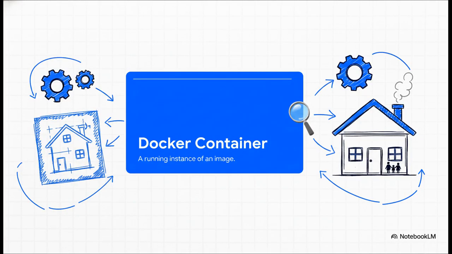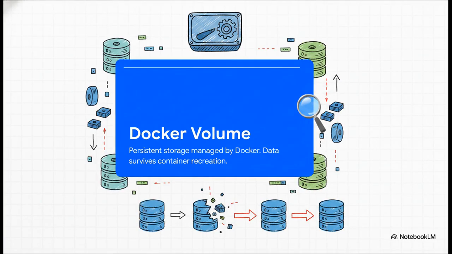Next, the Docker container. This is simply that blueprint brought to life as an active, running instance. If the image is the architectural drawing, then the container is the physical house that's actually been built and is currently being lived in. Now enter the Docker volume. I love this one. This is basically your immortal hard drive. This is what keeps your database data completely safe, even when the containers themselves are destroyed. Without a Docker volume, pulling down a container would completely wipe out all your database records. But with it, your data survives container recreation seamlessly.